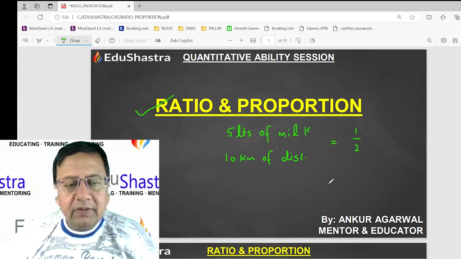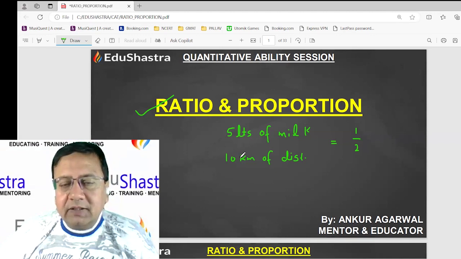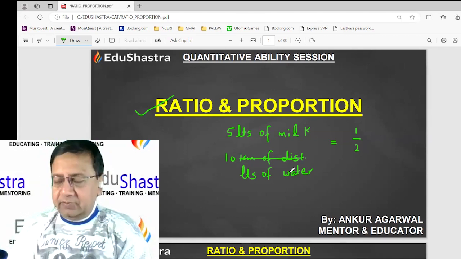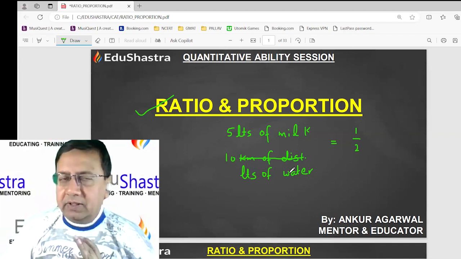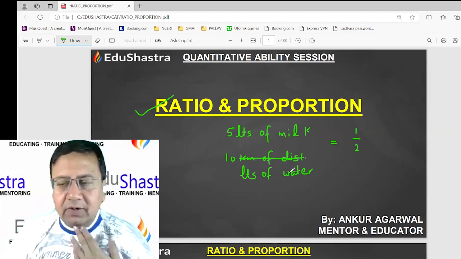No, I think it's supposed to be between the same kind of quantities. If it's liters, then the comparison has to be in liters. Right, right. So suppose this is not 10 kilometers of distance, but 10 liters of water, then I can say the ratio is 1:2. Because we normally take the example of boys and girls, students in a class, students in a college, or maybe employees in an office.